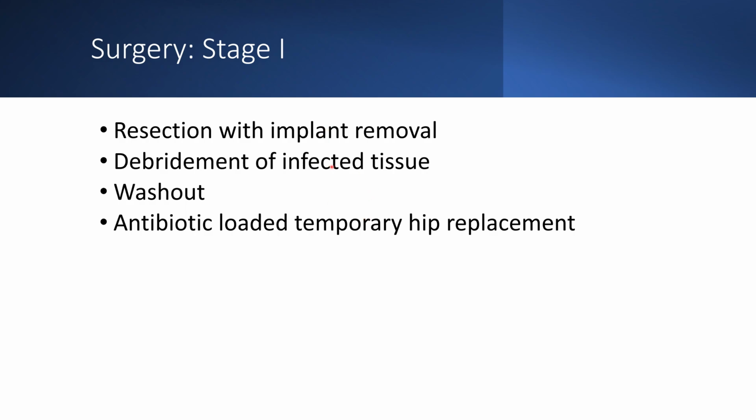Then at the same time, we have to clean, or what we call debride, the soft tissues around the hip that appear to be infected. And then we wash out the hip with several liters of saline and antibiotic fluid. And then we put in an antibiotic-loaded temporary hip replacement to continue to deliver antibiotics locally, to maintain some type of structural support and maintain a soft tissue envelope. There are 3 types of options we have, and I'll show you what we typically use.